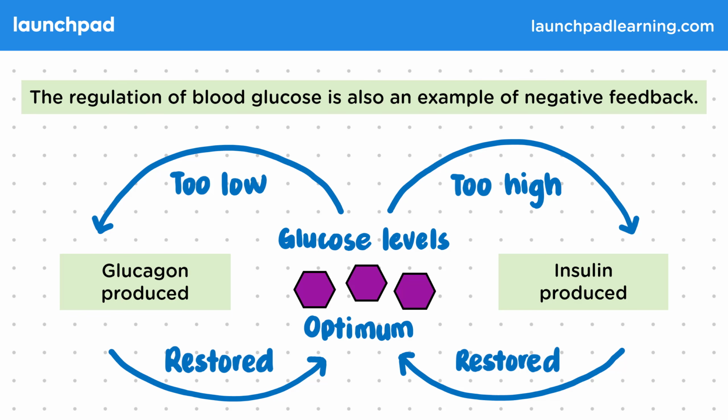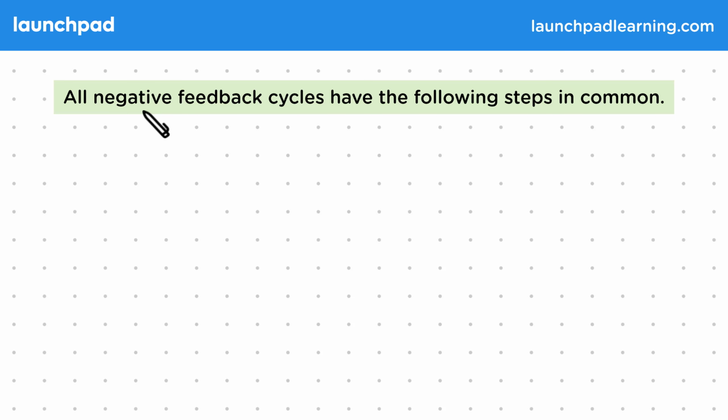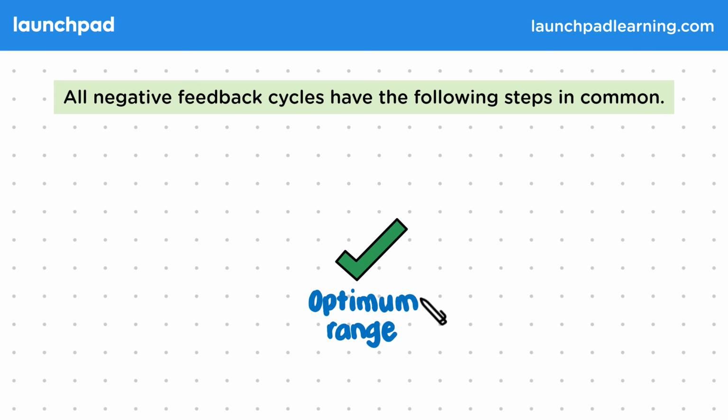So how can we summarize negative feedback cycles in general? All negative feedback cycles have the following steps in common. Firstly, the aim of these cycles is always to maintain the level of something within an optimum range. Remember, the optimum means the best or the ideal conditions.